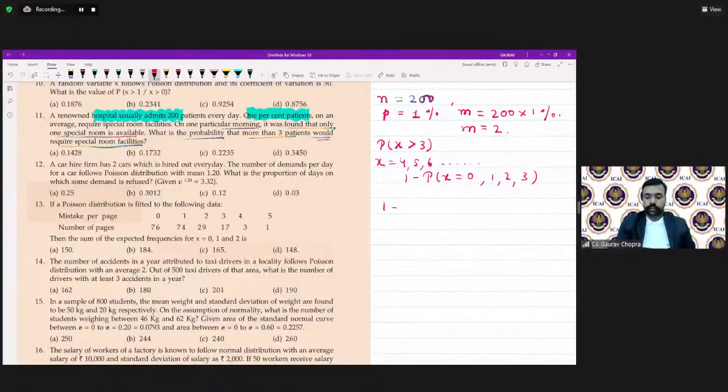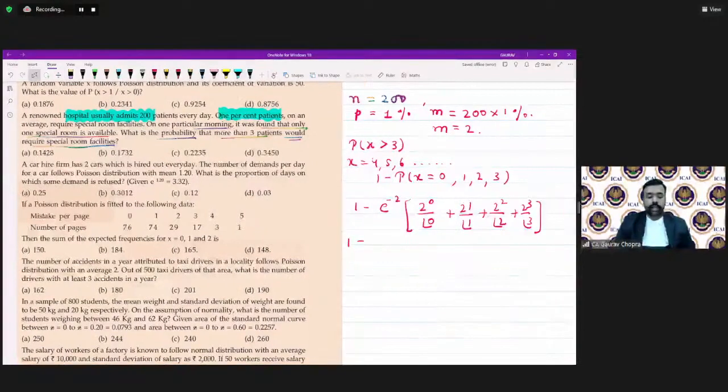So let's do this. 1 minus e to the power of minus 2 is taken as common. Then m to the power of x. What is m? 2. 2 to the power of 0 upon factorial 0, 2 to the power 1 upon factorial 1, 2 to the power 2 upon factorial 2, and 2 to the power 3 upon factorial 3. So now we can substitute the values here.